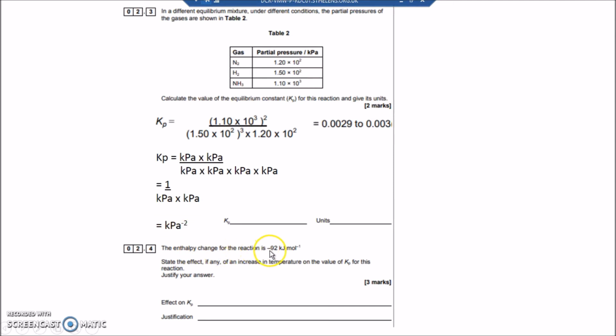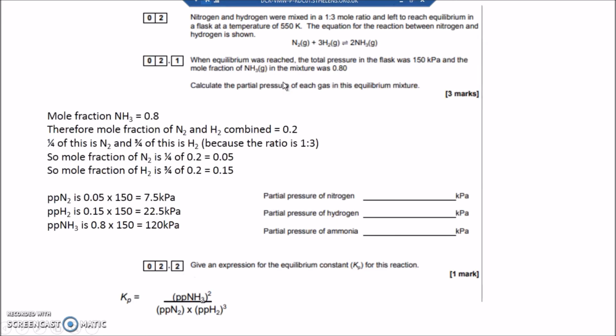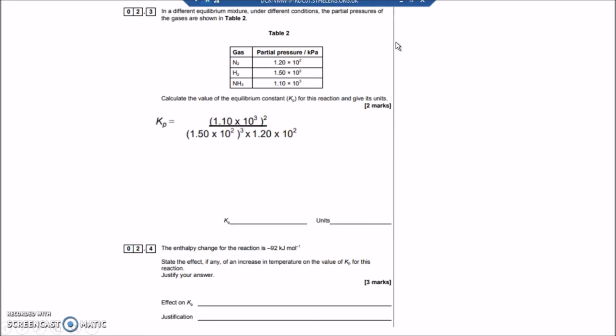The enthalpy change for the reaction is minus 92. So going in the forward direction here, so when nitrogen and hydrogen make ammonia, then it's minus 92. Minus 92 is an exothermic reaction, so when the nitrogen and hydrogen make ammonia, it gives out 92 kilojoules per mole. It's exothermic.